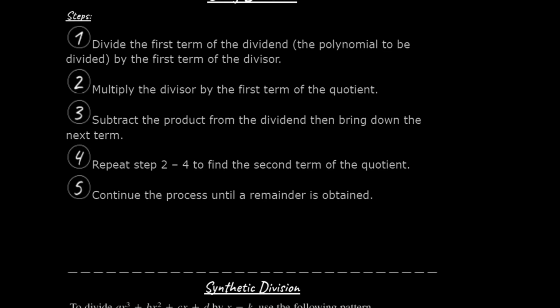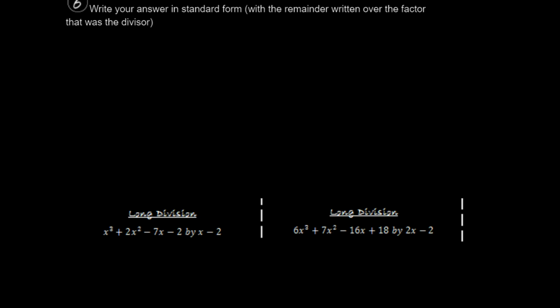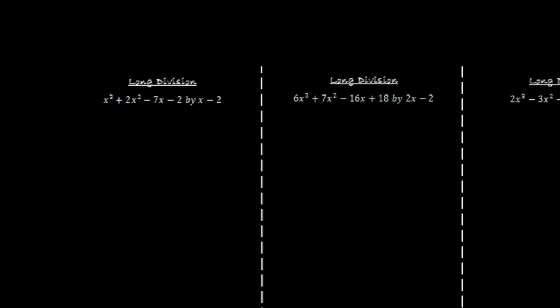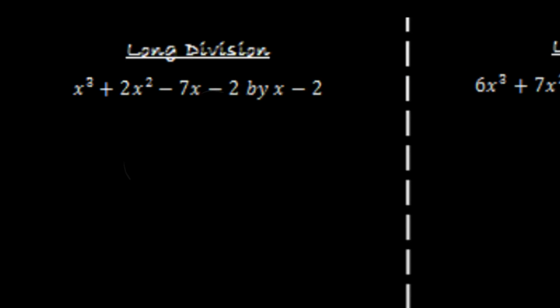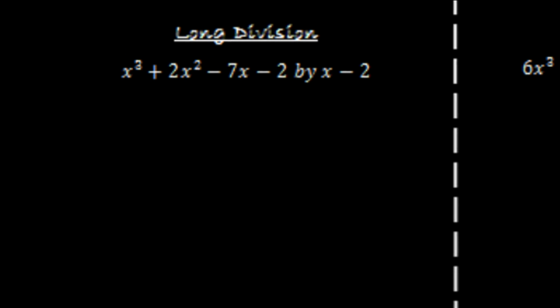So when we're dividing polynomials, can anyone take a guess at what the purpose is? For example, on this number 1 on the inside, why are we dividing x cubed plus 2x squared minus 7x minus 2 by x minus 2? What's the purpose? To get x minus 2 out of it. Yeah, why? To make it easier.